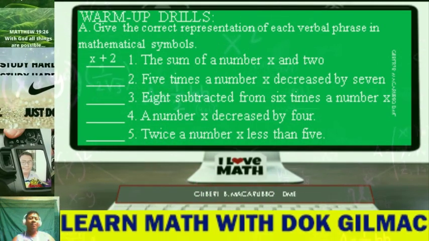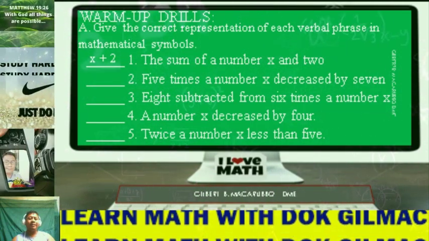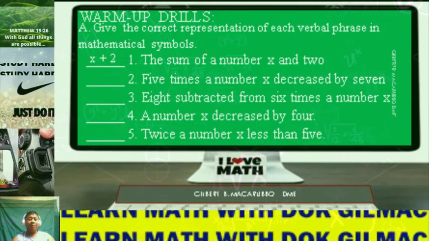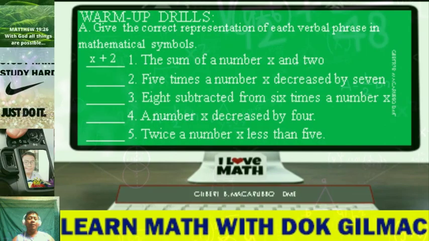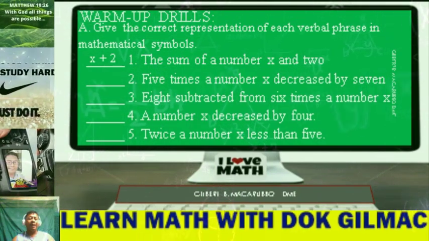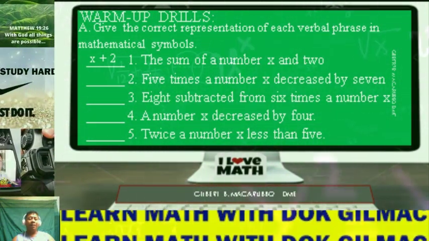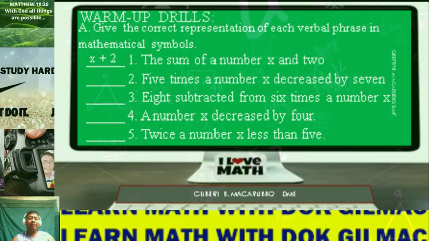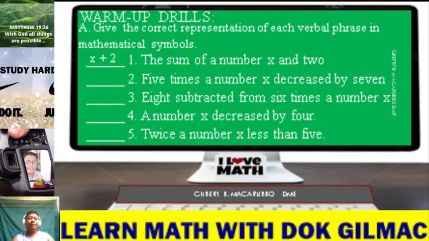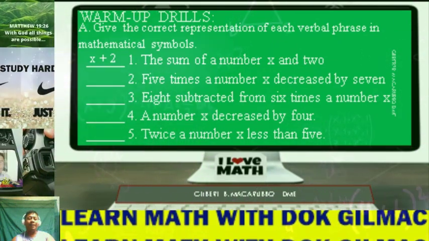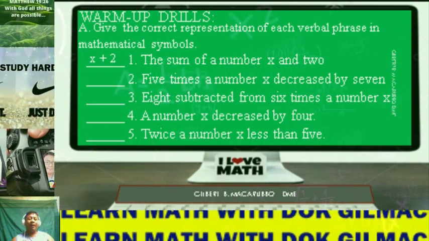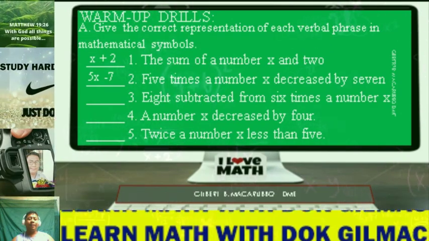5 times a number decreased by 7. When we talk about decrease, it is simply a subtraction operation. 5 times a number x, meaning you multiply x to 5. So we have 5 times a number x decreased by 7 is 5x minus 7.